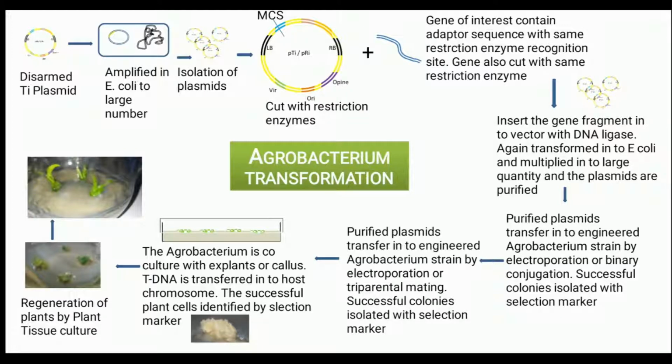Then we have to combine our gene of interest at the multiple cloning site region by incubating with the DNA ligase. Then again the plasmids are transformed inside the E. coli system, amplified into a large number, and the plasmids are purified. These engineered plasmids are transferred into a specific engineered Agrobacterium strain that can support good transformation efficiencies.